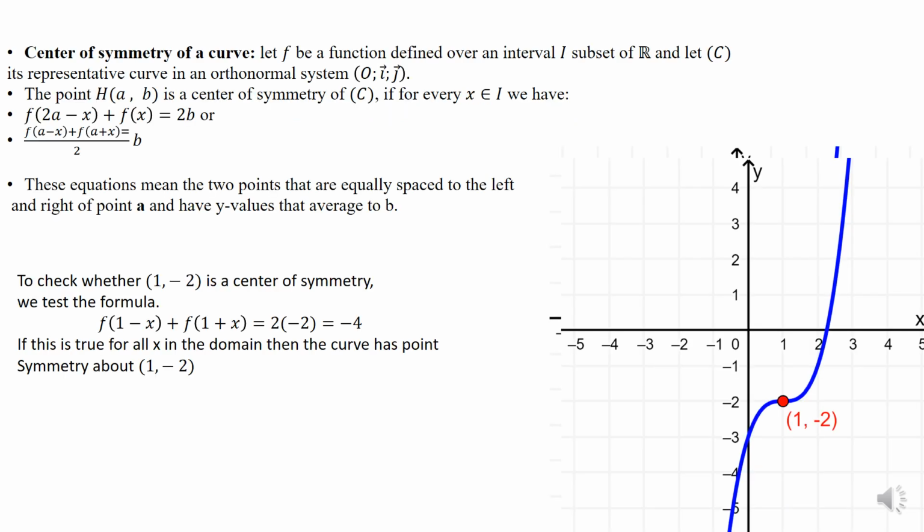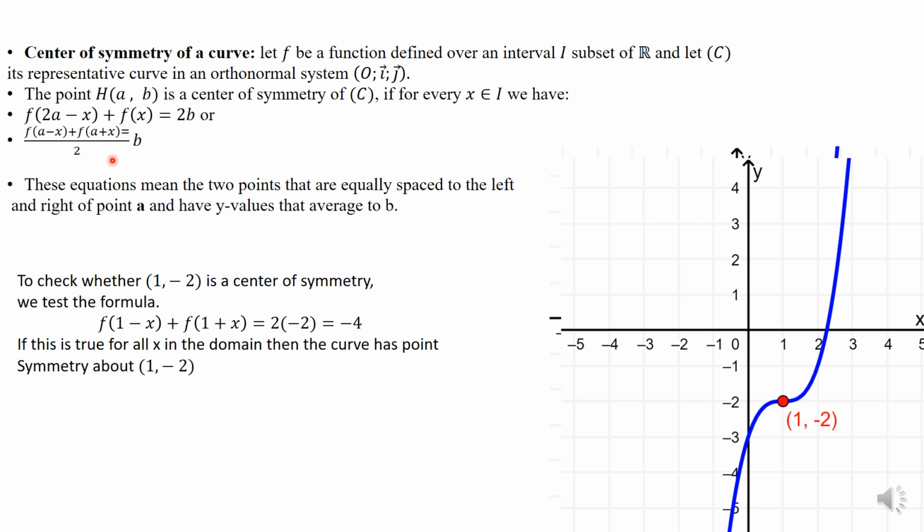What do we mean by center of symmetry of a curve? Now let f be a function defined over an interval I subset in R, and C is its representative curve in an orthonormal system. We call the point (a, b) center of symmetry if for every x in I, one of these two are satisfied. They are the same, so either you verify that f of 2a minus x plus f of x is equal to 2b, or f of a minus x plus f of a plus x over 2 is equal to b.